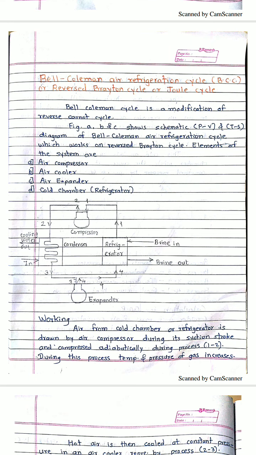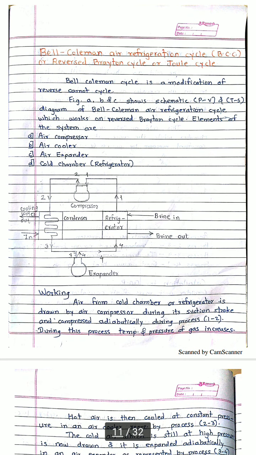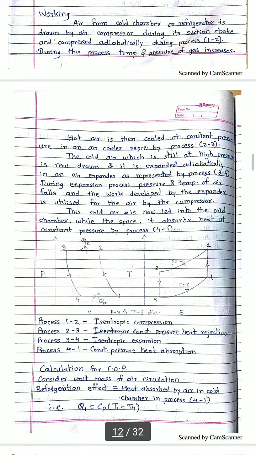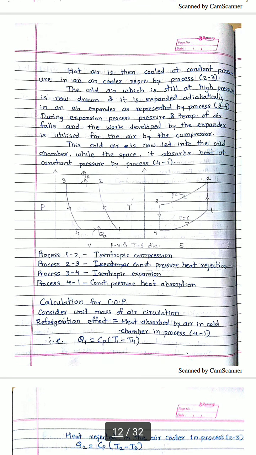Hello. In the last lecture, we discussed the details of the Bell Coleman cycle. This Bell Coleman cycle is also called the reverse Carnot cycle, reversed Brayton cycle, or Joule cycle. We discussed the various processes of the Bell Coleman cycle: isentropic compression, constant pressure heat rejection, isentropic expansion, and constant pressure heat addition process. Now today we will discuss how the COP of the Bell Coleman cycle is calculated.